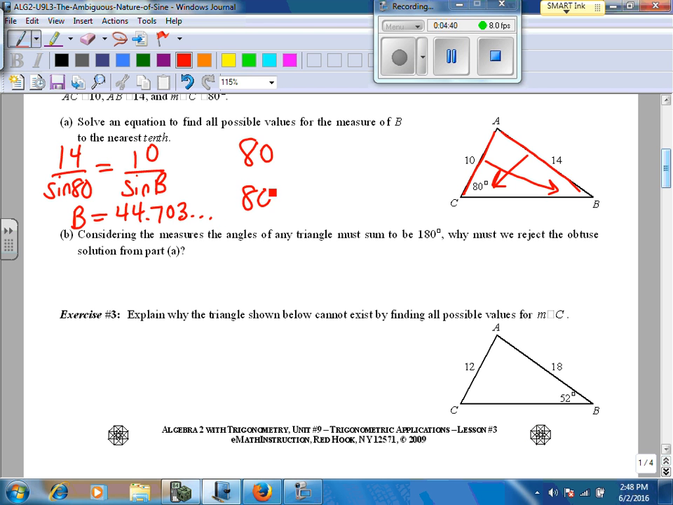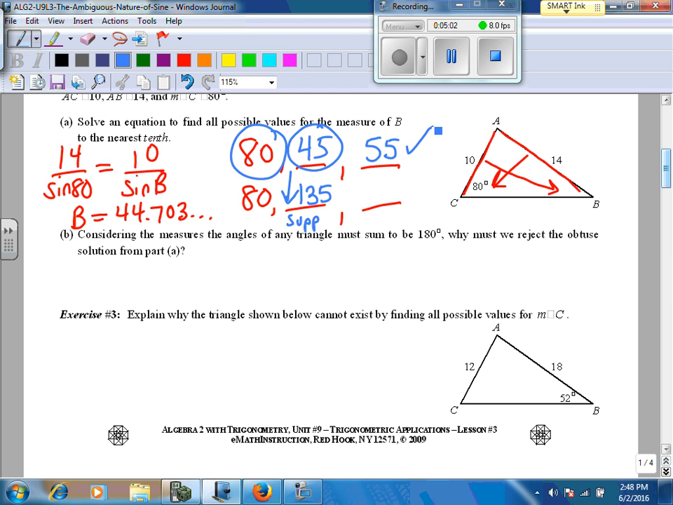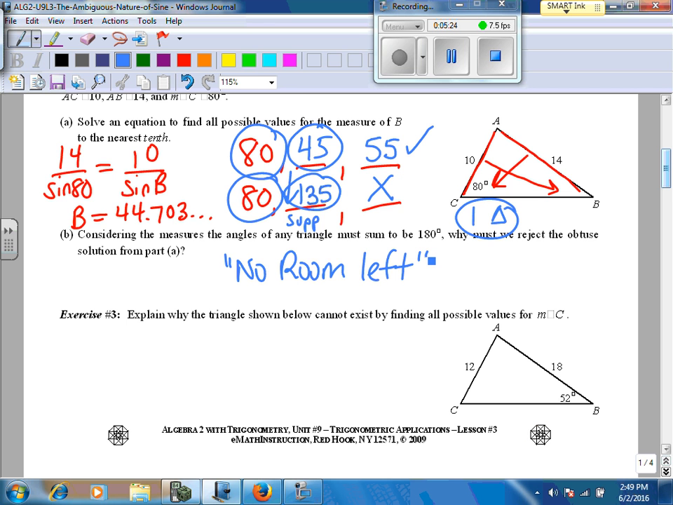Now, we know that that 80-degree angle has to be part of the triangle because it was given to us. But the second angle, angle B, could be approximately 45 degrees, or it could be the supplement of 45 degrees, which is 135 degrees. Now, if we add 80 and 45, is there room for a third angle? Yeah, there's room for 55 degrees more. So that triangle works. If we had 80 and 135, we get 215, which has already passed the 180 degrees that we have for that triangle. So only one triangle would be possible. The reason is, there's no room left. Not really a fancy explanation, but there's kind of no room left.